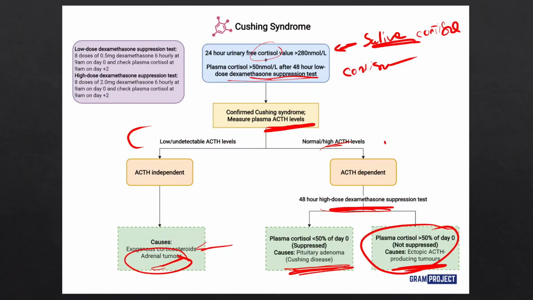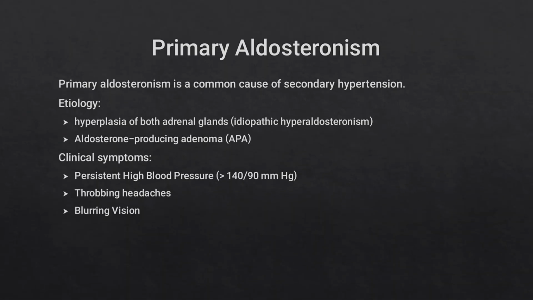The second adrenal tumor is in the cortex, which we mentioned. The second one is primary aldosteronism. This is an increase of aldosterone hormone. This is a primary cause of secondary hypertension.